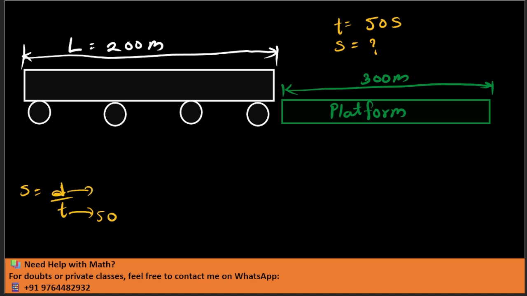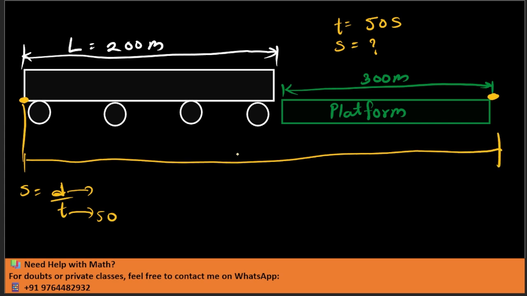Now again the same thing: when can I say that this train has crossed this platform? When the end point will reach here. That means this end point has traveled from this point to this point. So what is the distance this point has traveled? It is this distance, that is 200 meter, and this distance 300 meter. 200 meter plus 300 meter. This 200 meter is the length of the train, and this is the length of the platform.